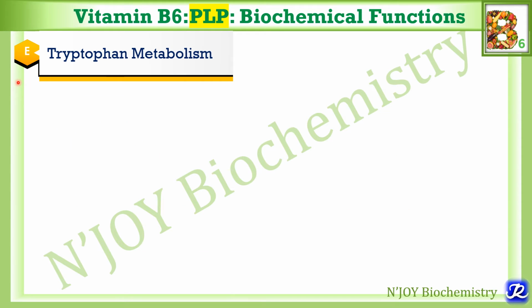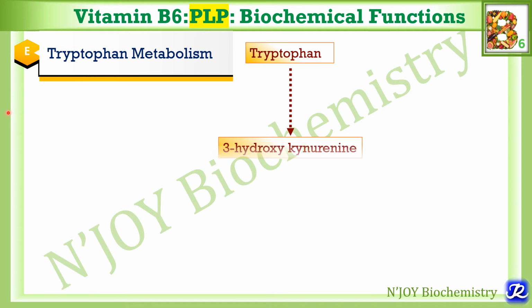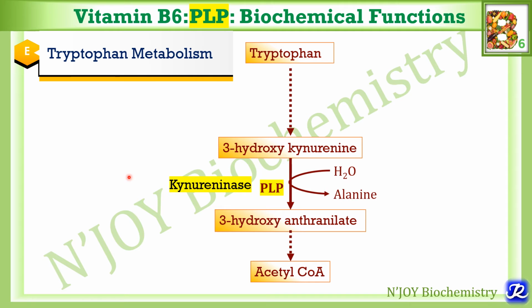Now let's see how it is involved in tryptophan metabolism. In tryptophan metabolism, there is formation of 3-hydroxykynurenine from tryptophan through various metabolic reactions. Now what happens to this 3-hydroxykynurenine? It is further metabolized to acetyl-CoA through a series of reactions, and one of the important steps is formation of 3-hydroxyanthranilate from 3-hydroxykynurenine, and this reaction requires kynureninase, the enzyme which is a PLP dependent enzyme.